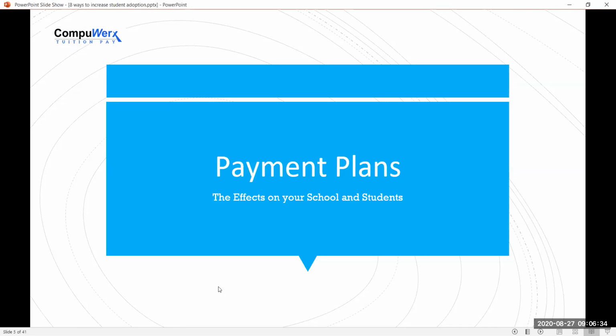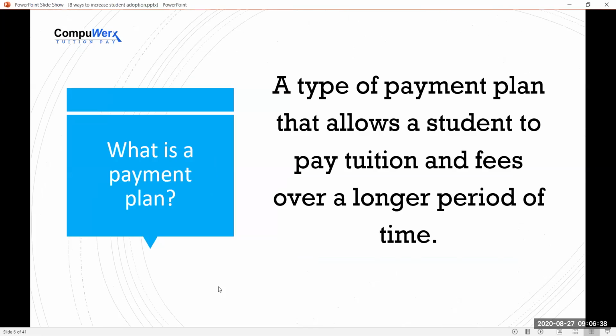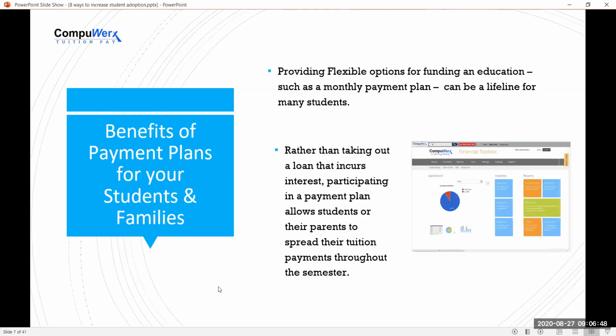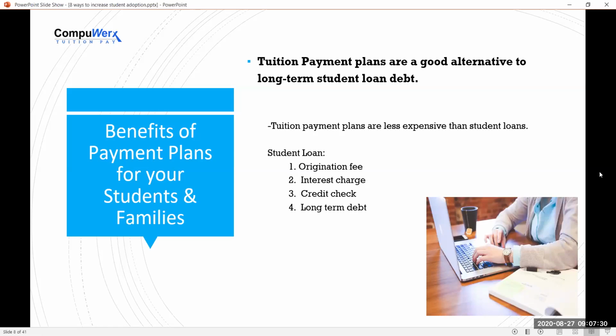Let's talk about payment plans, which will affect both your school and your students. What is a payment plan? A payment plan basically allows your student to pay tuition and fees over a longer period of time. Let's talk about the benefits of a payment plan. Providing a flexible option to fund education, such as monthly payments, could be a lifesaver for many students. Rather than taking out a loan that will incur interest and finance charges, a payment plan does not incur any of it, and gives students an opportunity to spread their tuition payments throughout the year. Payment plans are good alternatives to long-term student debt, and are less expensive than student loans.